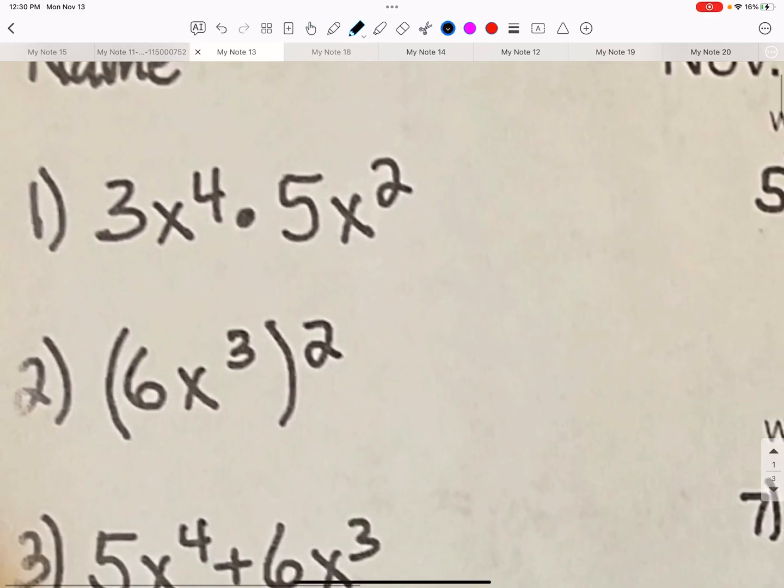Okay, guys, period 6. Perfect test review. Make sure you're taking a picture of your perfect test.